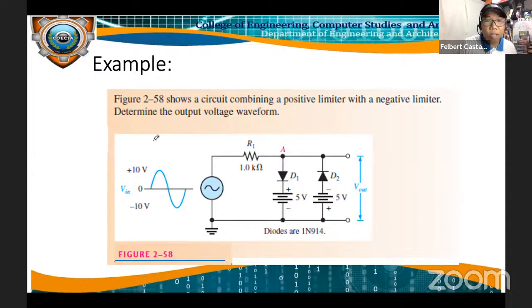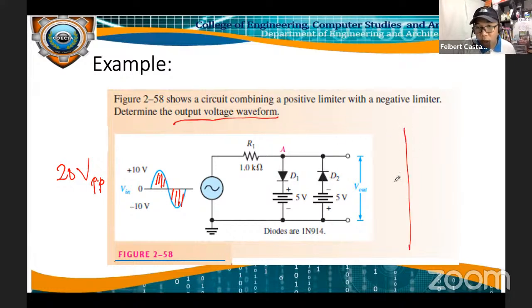Our input is 20 volts peak to peak. It is 10 volts during the positive half cycle and negative 10 volts during the negative half cycle. What we are looking for is the output voltage waveform. So let's draw it. The vertical axis is for the output voltage in volts. Since only one cycle was given, our output can also be just one cycle. If two cycles were asked, then you would project two cycles.